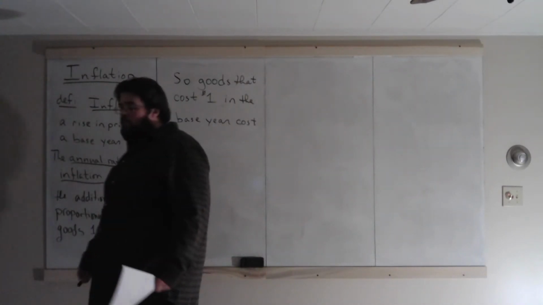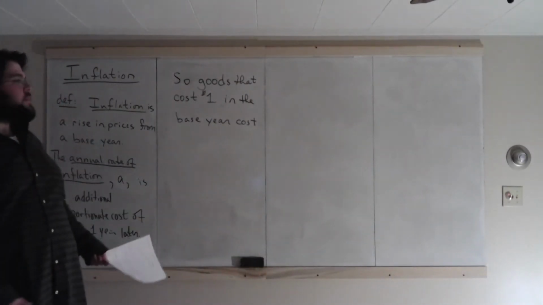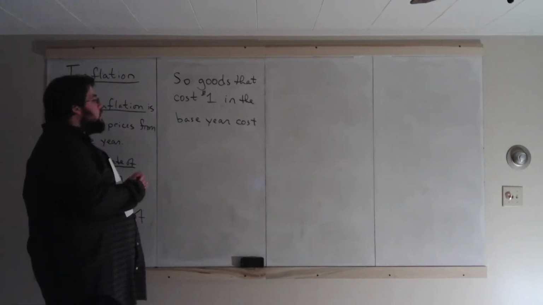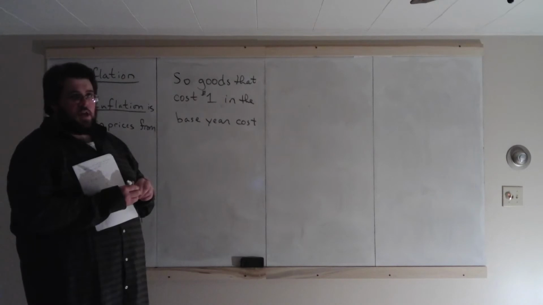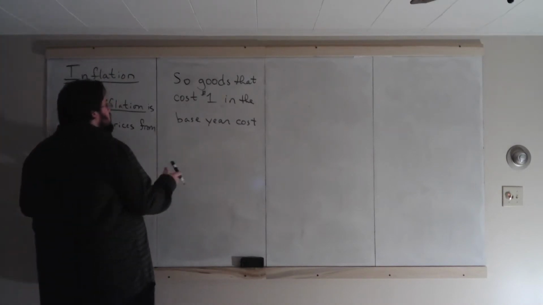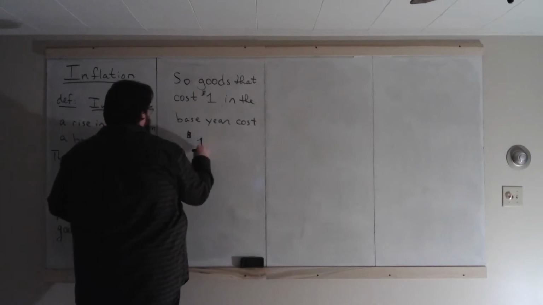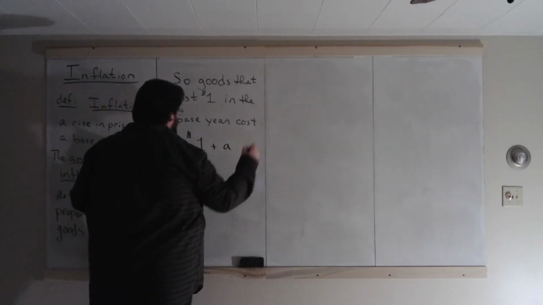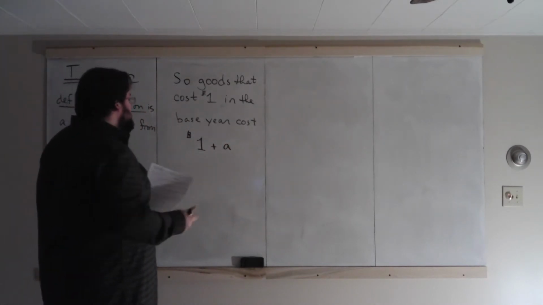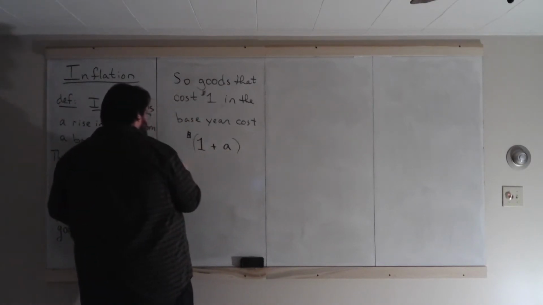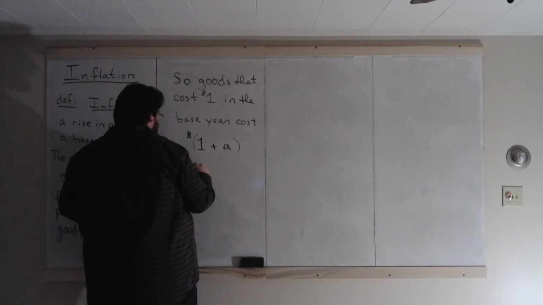So if an annual inflation rate is 2%, then a good that costs $1 in a base year will cost $1 plus 2%, so $1.02. So goods that cost $1 in the base year cost 1 plus a, where a is written in its decimal form, dollars 1 year later.